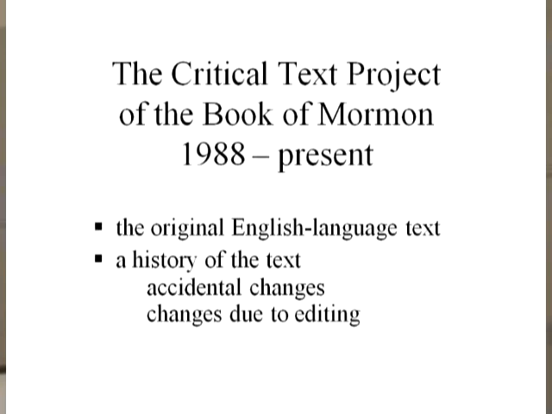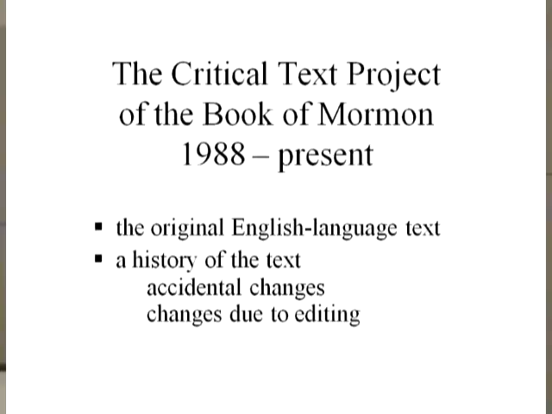What I'm going to be talking about today is restoring the original text of the Book of Mormon. I've been working on the critical text project of the Book of Mormon since 1988, and there are a number of works that have been published. There are two main goals in this project. One is the attempt to restore the original English language text to the extent that it can be done. This is the text that Joseph Smith, I believe, received through the instrument and was able to read off. The second part of the project is to determine the history of the text, the kinds of changes that it has undergone, both accidental changes and changes that are consciously done, mostly of an editorial, grammatical nature.